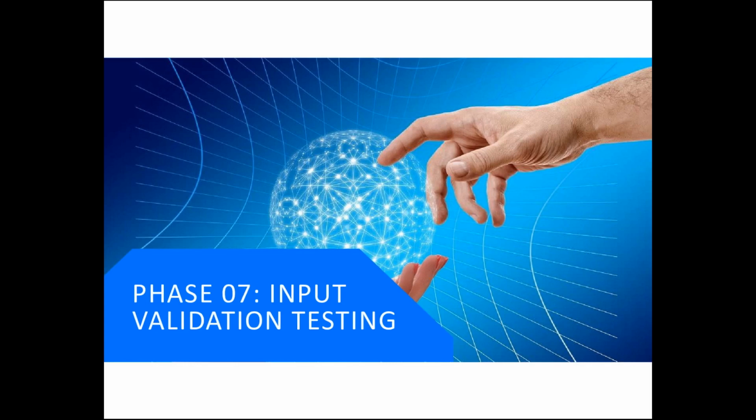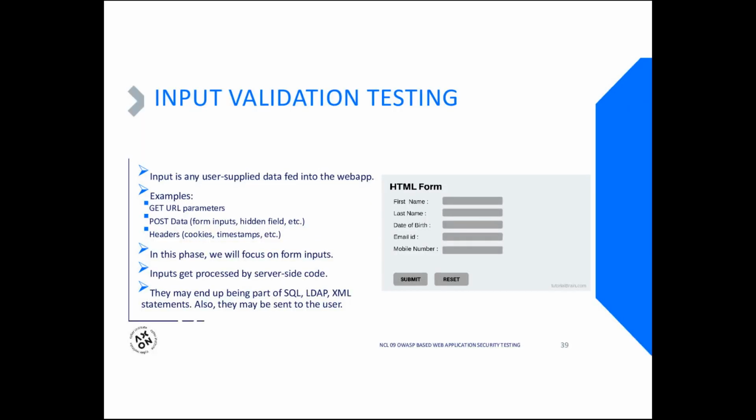Next, we move on to input validation testing. This is probably the largest phase in the OWASP, and the most severe vulnerabilities in web applications exist in the input validation category. Things like cross-site scripting, SQL injection, command injection, LDAP injection, XML injection, server-side include, and remote file inclusion all fall under input validation. It is the largest section, and it requires a lot of knowledge, a lot of skills, and a lot of time to actually perform in a thorough manner.